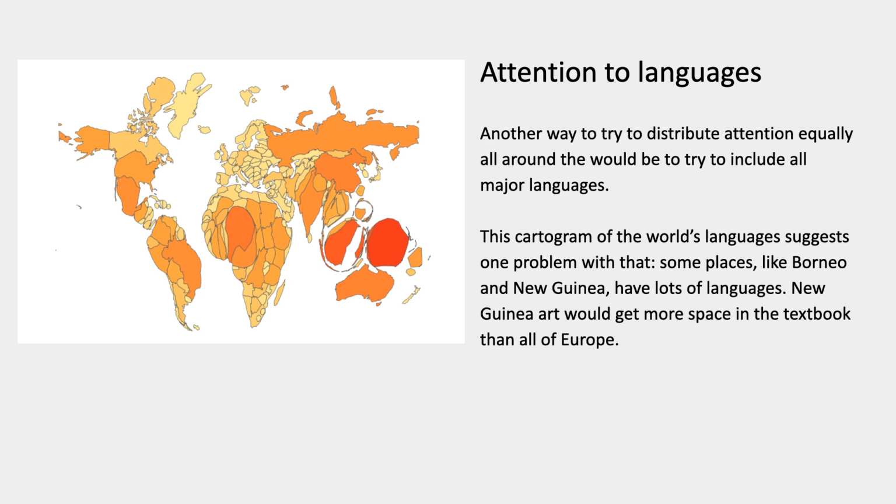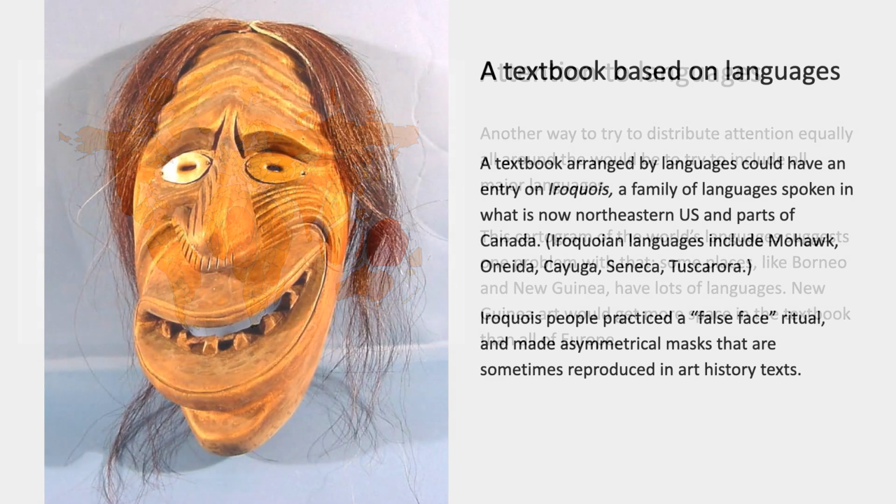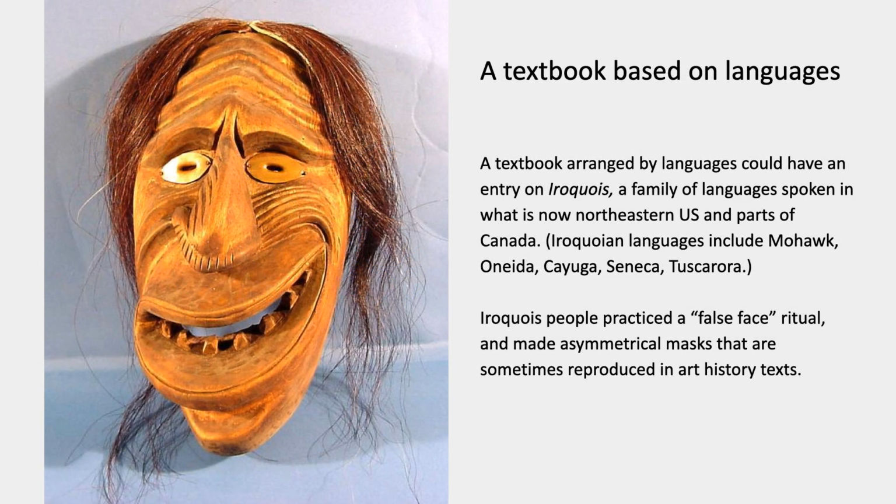You see on the lower right there are these two dark red round blobs. The one on the left is Borneo. The one on the right is New Guinea, because they have lots of languages. So New Guinea art would get a huge amount of space in a textbook. It would get much more space, apparently, as much space as all of Europe. Or you could imagine a textbook that would just go one language at a time around the world, talking about the visual art that was made in each one, like in alphabetical order.